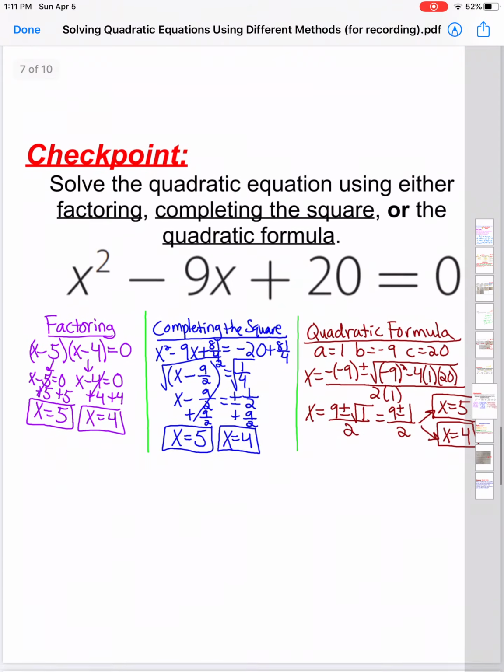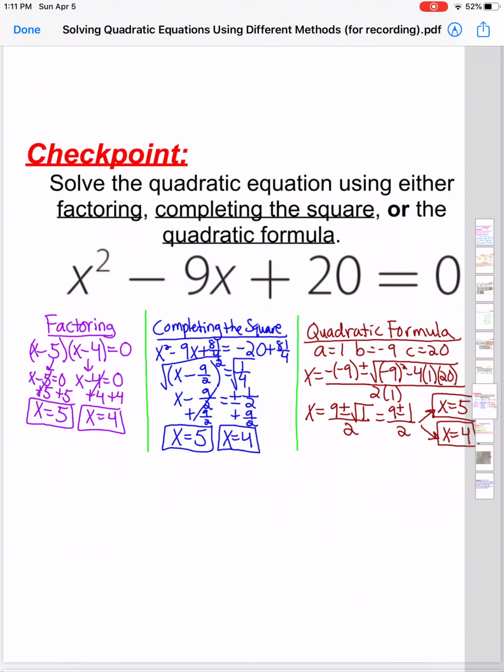Okay, so taking a look, here are the answers for the checkpoint question. You'll notice that using all three methods, I got an answer of +4 and +5. So I want you to take a look at the work for each method and compare it to how your work was.